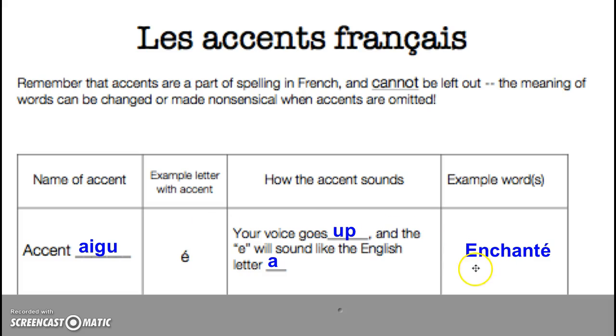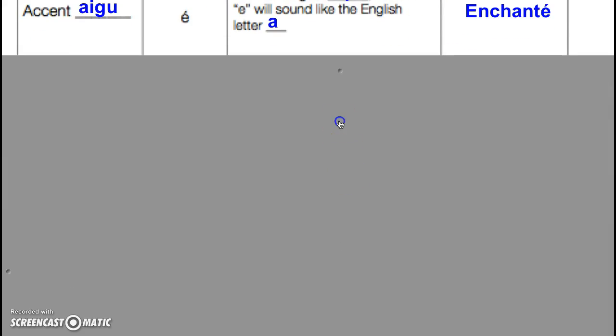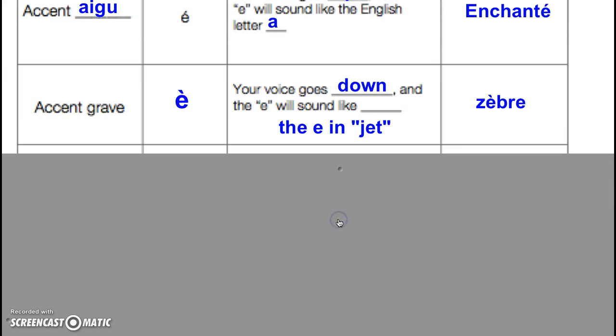So our example is the word enchanté, which means nice to meet you. You've probably heard it before when people try to pretend to be French or try to sound fancy, right? Oh, enchanté. If the accent was not there, the word would just be enchant. But with the accent, we're going to make that E have an A sound to it, so it becomes enchanté.